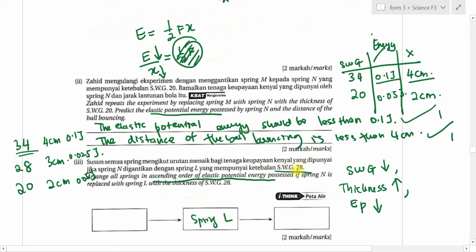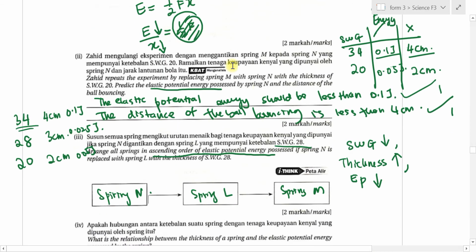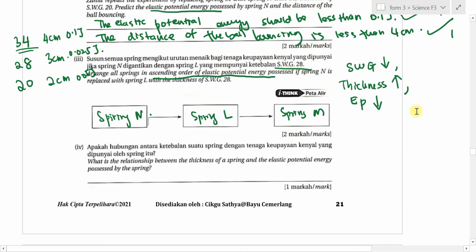Now you introduce another spring with SWG 28. The highest is spring M, which has 34 SWG, and the lowest is spring N. Okay, NLM. Your potential energy is decreasing in this way. So what is the conclusion we can make here? When your thickness is increasing, elastic potential energy is decreasing. We can see from here clearly.